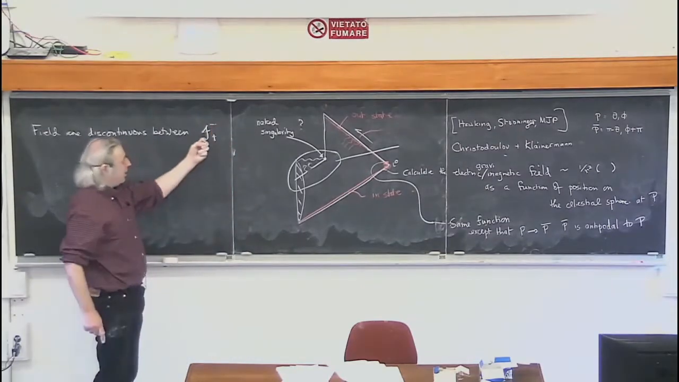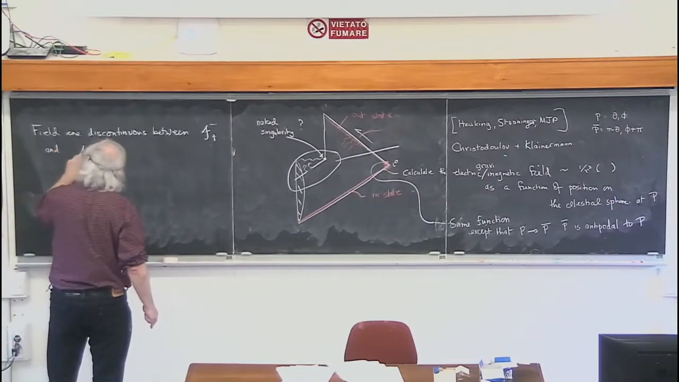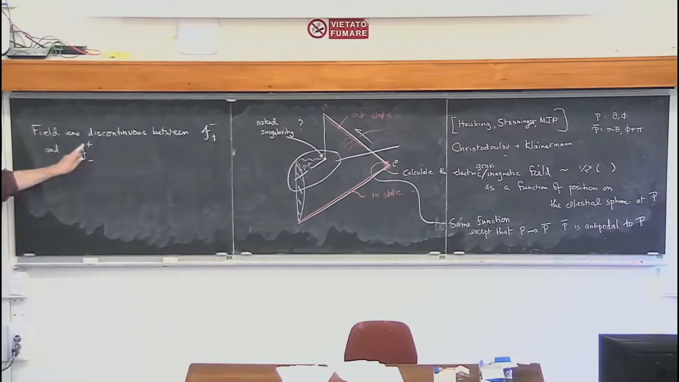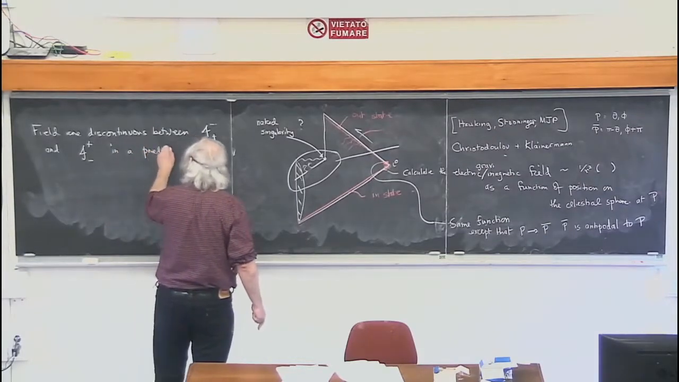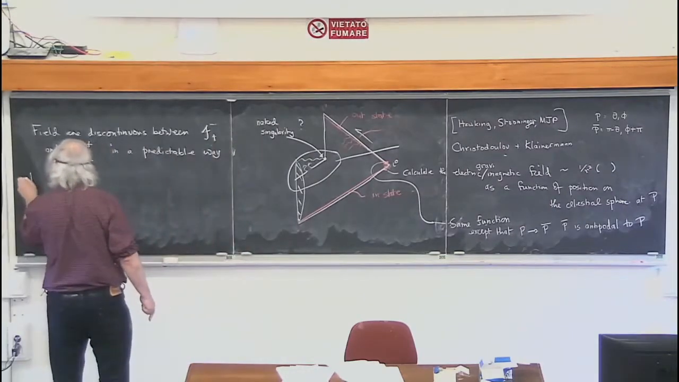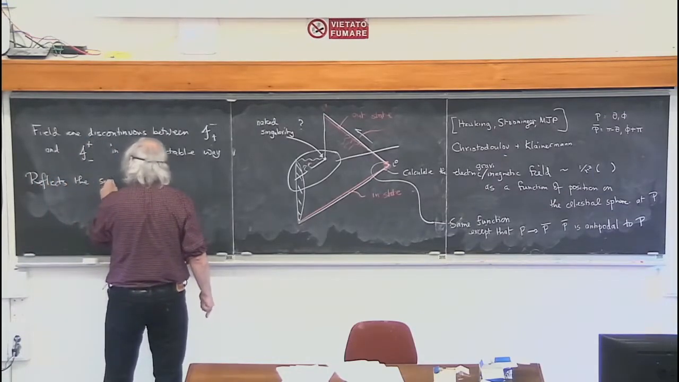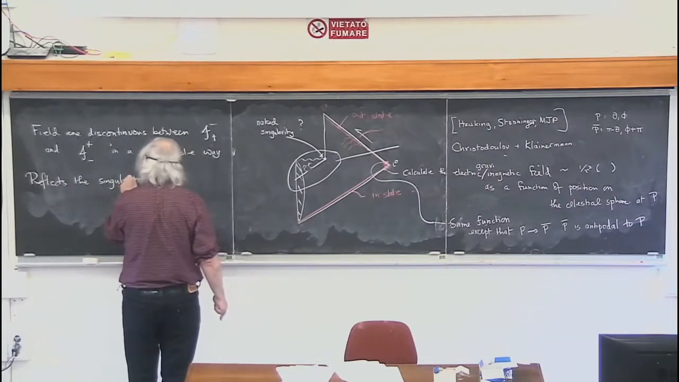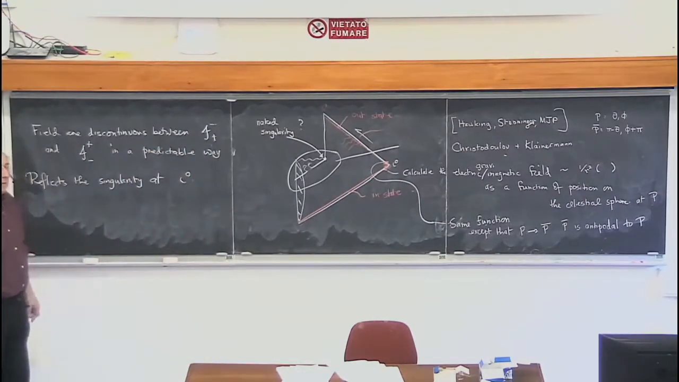Scri minus means scri minus, plus means the future endpoint of it. This means the past endpoint of scri plus, but in a predictable way. And this reflects the fact that i0 is singular. So let's look at electrodynamics.